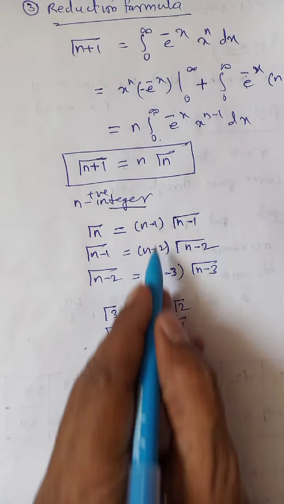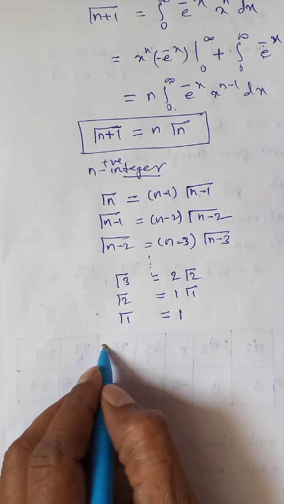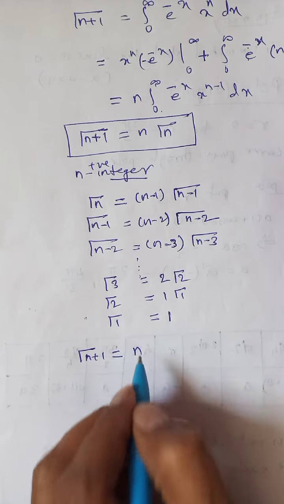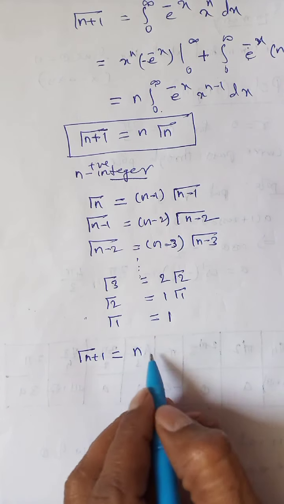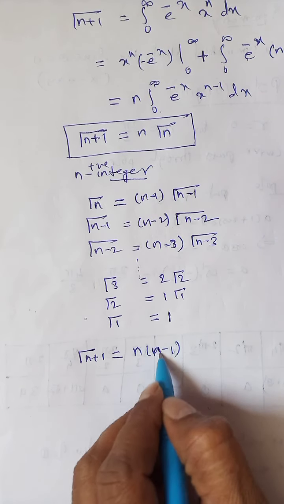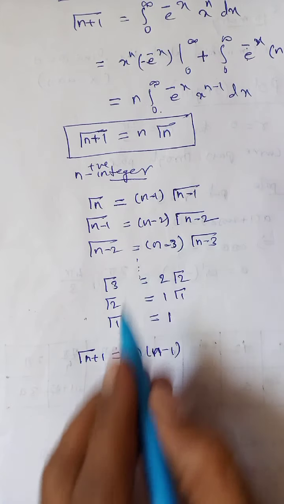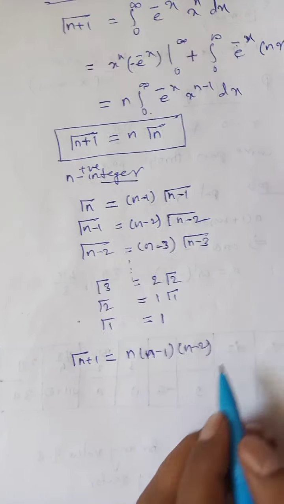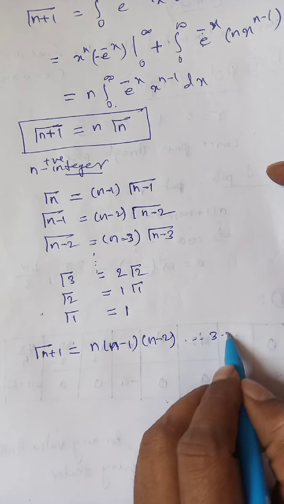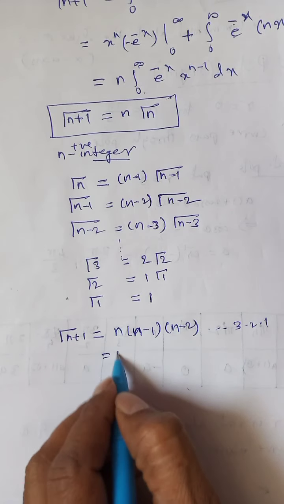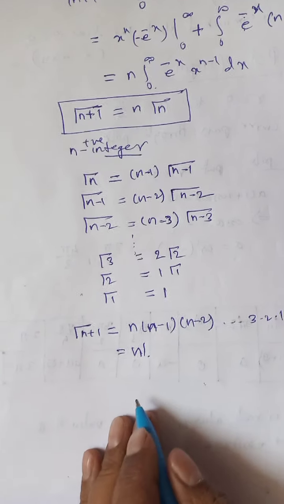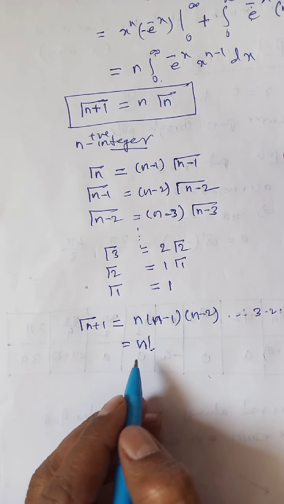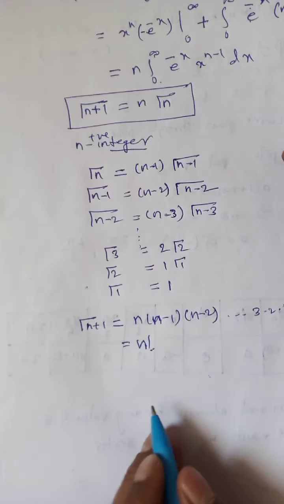So if you substitute these values here, what you'll get: gamma n plus 1 equals n into gamma n. But gamma n is n minus 1 into gamma n minus 1, but gamma n minus 1 is n minus 2 into gamma n minus 2, and so on up to 3 into 2 into 1. So what we are getting is factorial n. So gamma n plus 1 is factorial n if n is a positive integer.